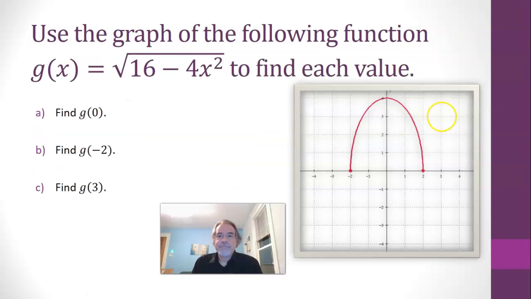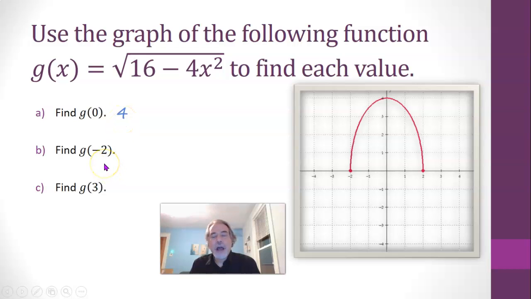Let's try another one. Here we have the graph of a different function, g of x. I even gave you the formula, but you don't need this. You can ignore this and just look at the graph. Find g of 0. So look for the point on the graph where x is 0, and the y-coordinate of that point would be 4. So g of 0 is 4.